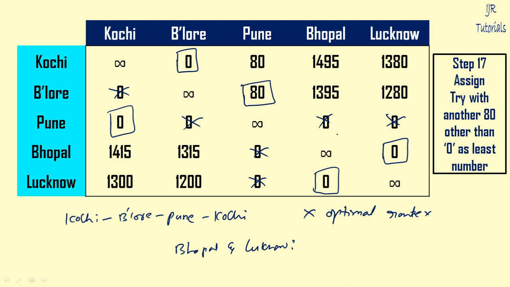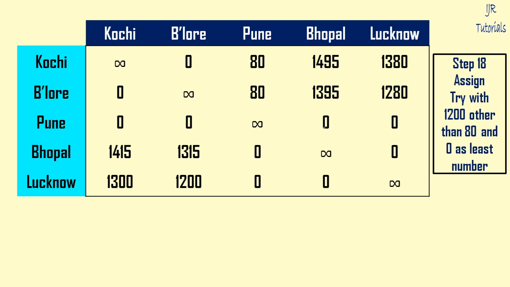So now we move to step 18. So already we got that two 80s are there as the least number. Now after 80 we have to take another number, the next best number after 80, that is 1200. So see, 1200 is the next best number after 80. Now we can treat this 1200 as the least number other than 0 and the two 80s. So now start with this 1200. Now directly assign here 1200 and the remaining zeros we can cancel.